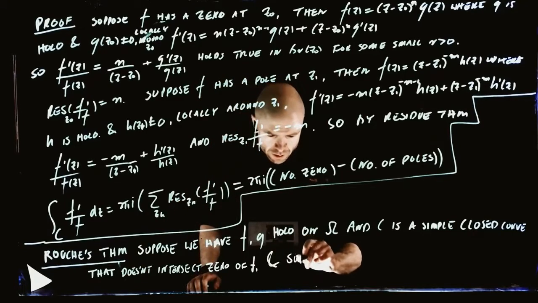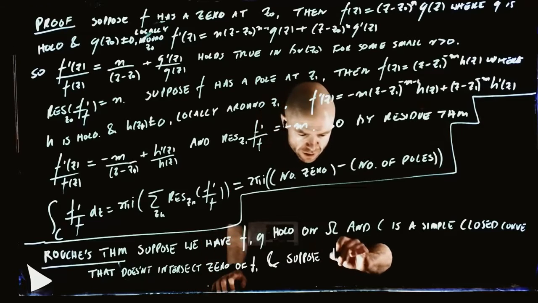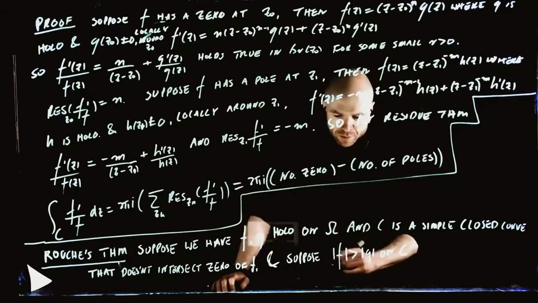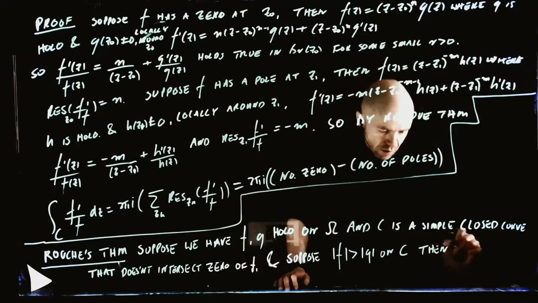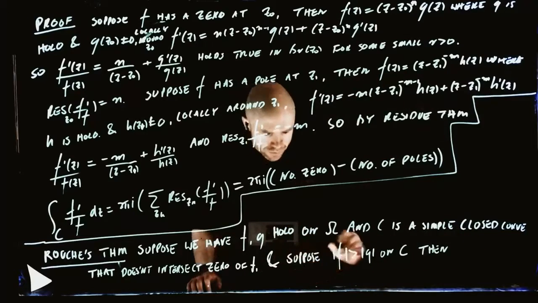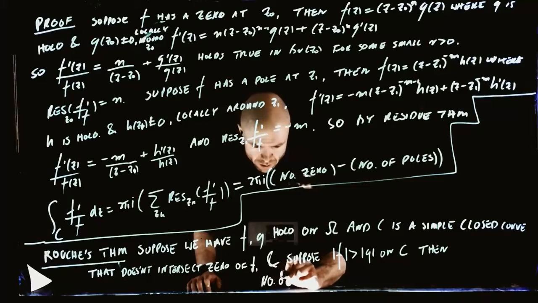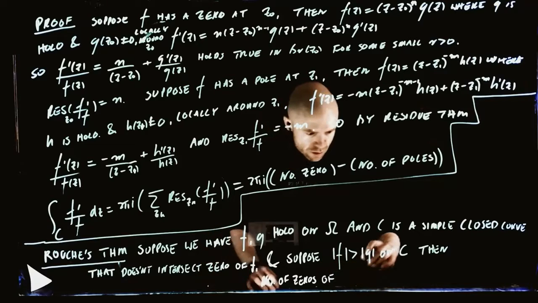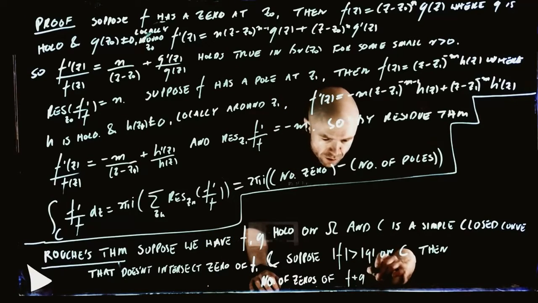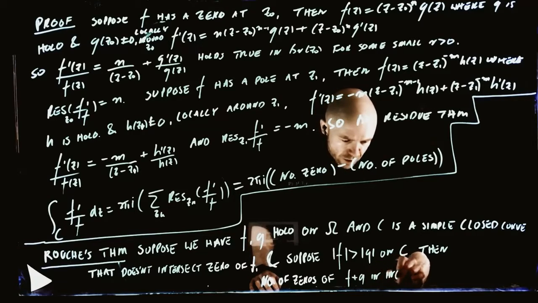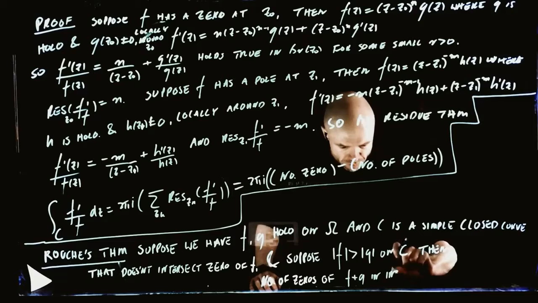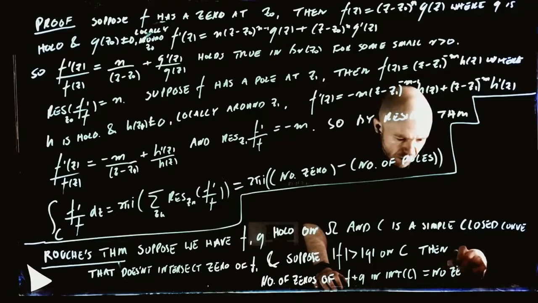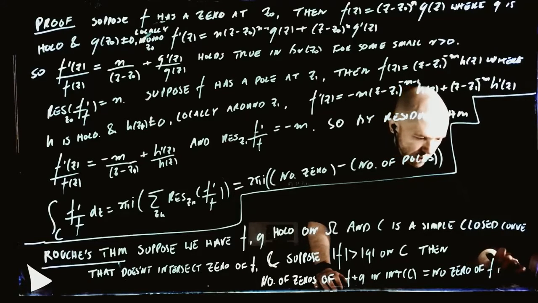And suppose that the absolute value of f is strictly bigger than the absolute value of g on the curve C, then the number of zeros of f plus g in the interior of the curve equals the number of zeros of f in the interior.